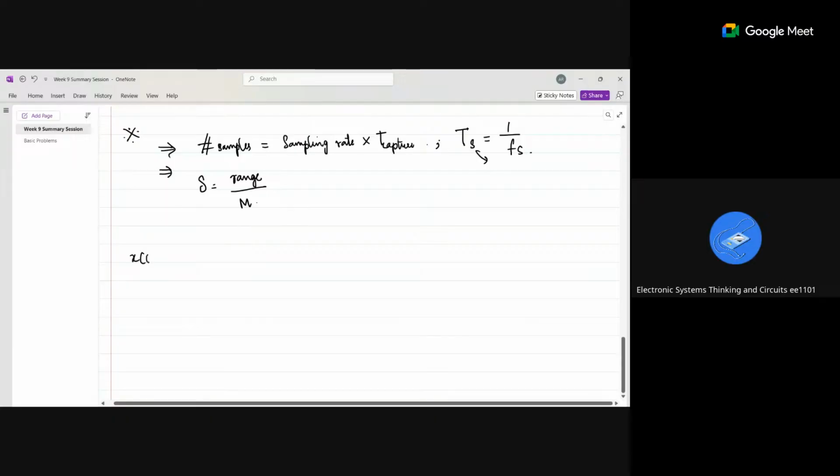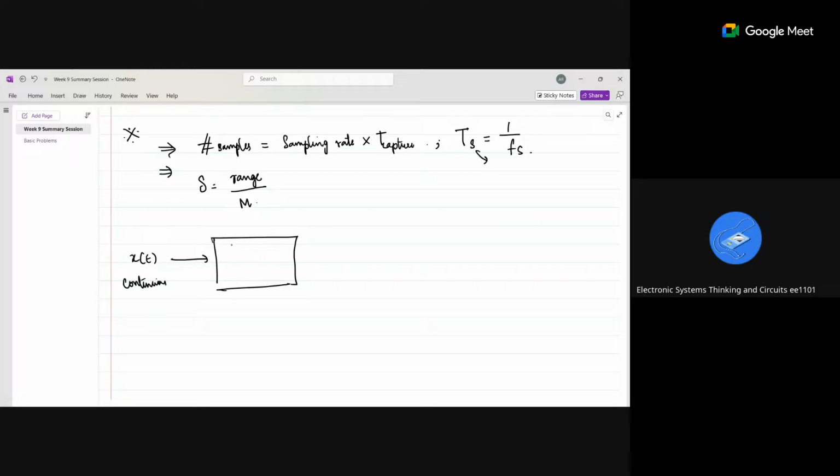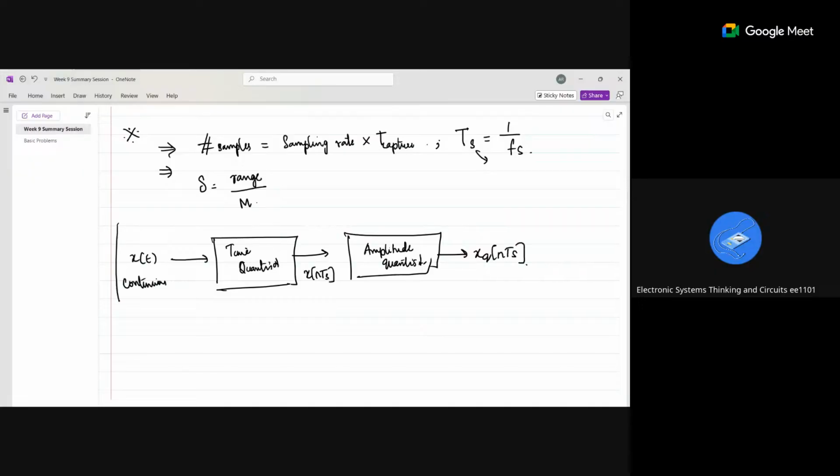So basically, initially we had a continuous analog signal that I first quantized with respect to time. So I got x of nTs. Again, I'm quantizing the amplitude, so I'll get xq of nTs. So this is what we have done till now.